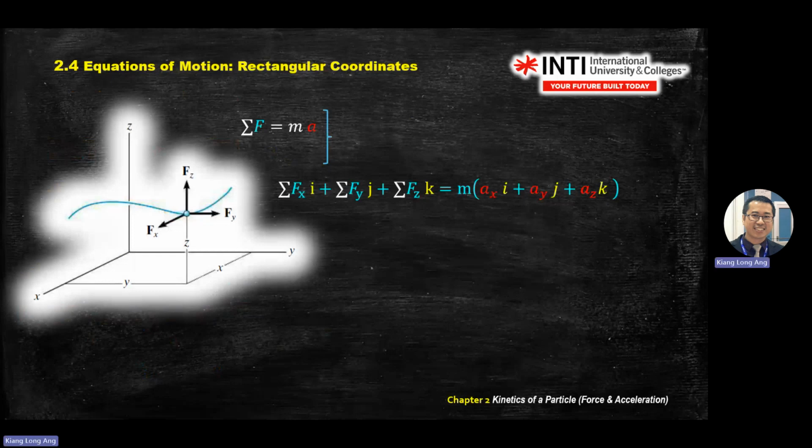Again, left-hand side is force, right-hand side is kinetics, motion, F equal to ma. So F in x, y, z, with x is i, y is j, z is k. And you see, if I deal with one object or one dot or particle, I only have one mass, but I have three acceleration components.